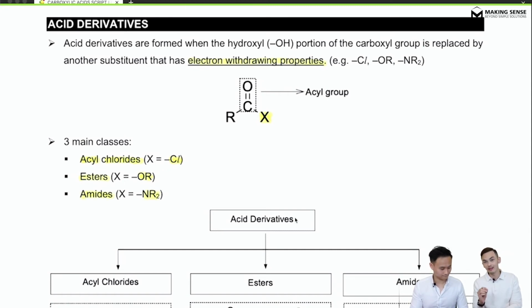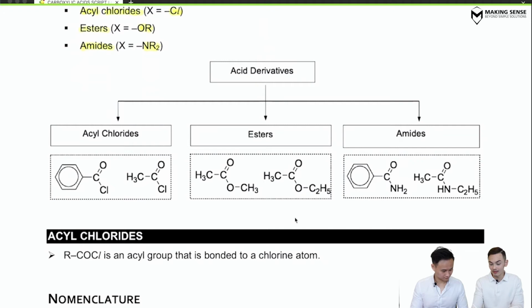Now, the important thing is, one glance you're able to tell what exactly these functional groups belong to. For example, you can see COCl will be termed as an acyl chloride, COO with an R will be termed as an ester, and then your amide will be a CONH2. So it's crucial that you are aware what are derivatives of carboxylic acid.